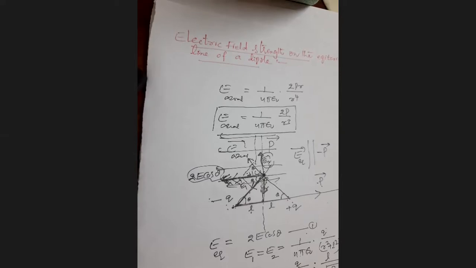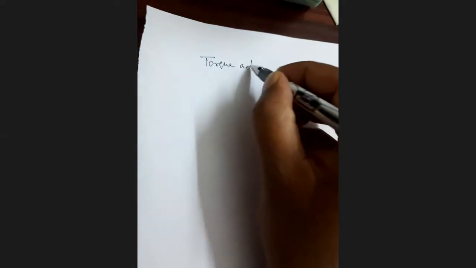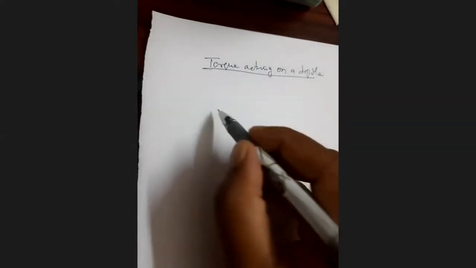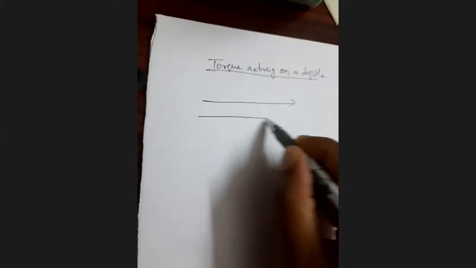Okay, coming to the next concept: when the electric dipole is placed in a uniform electric field, what is the torque acting on it? The next concept I am going to discuss is the torque acting on a dipole when it is placed in a uniform electric field. For that, consider this diagram.